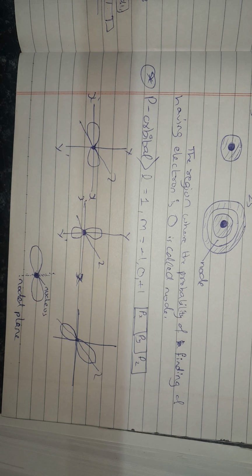And this much for today. I'm going to upload another video about Hund's rule of maximum multiplicity and the configuration of electrons, atoms and ions. It's going to be the next part.